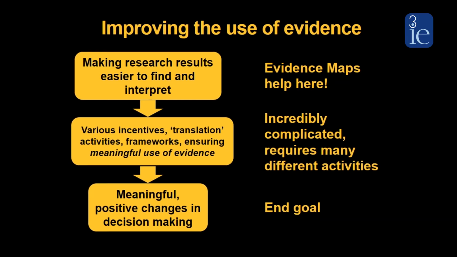But in between the evidence maps and other efforts to make research evidence easier to use, and the end goal of meaningful positive changes in decision making, is this incredibly complicated mess of other processes and products that help turn the evidence in the evidence maps and other products into meaningful decisions. Don't let the fact that it's only a single box in this flowchart belie the complexity of this aspect. It's a huge and crazy mess of processes and incentives and so on. And all of us here know this, right? And we at IRC, we knew this.